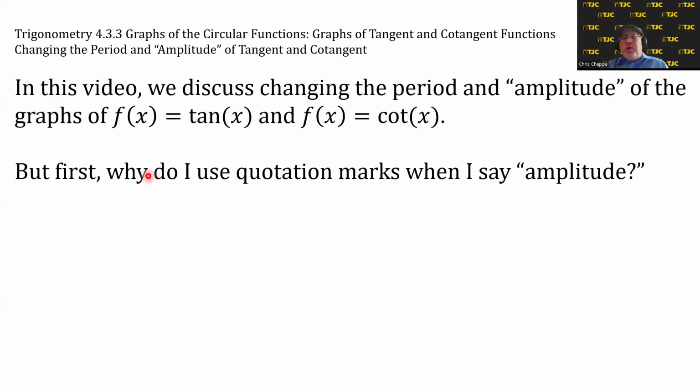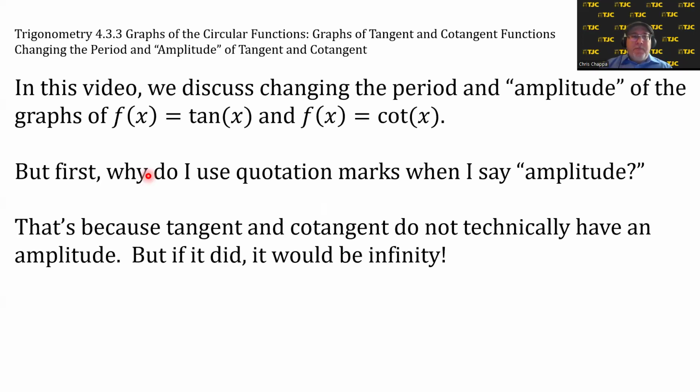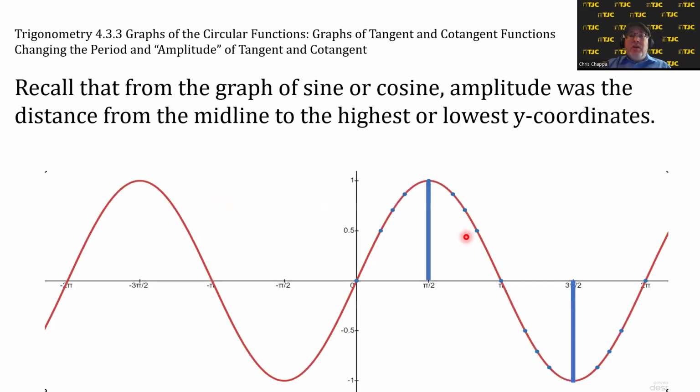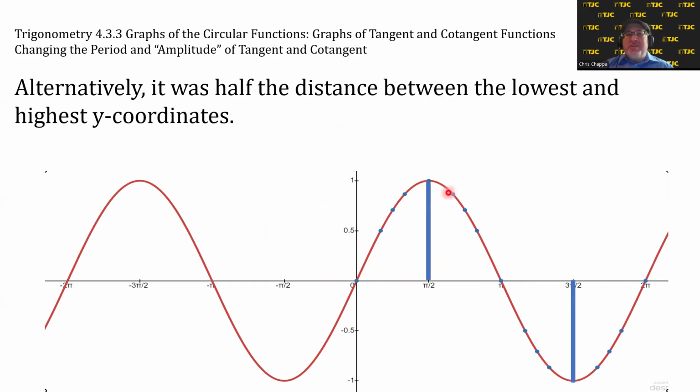But first, why do I use quotation marks when I say amplitude? Think about it. That's because tangent and cotangent do not technically have an amplitude, but if they did, it would be infinity. Recall from the graph of sine or cosine, amplitude was the distance from the midline to the highest or lowest y-coordinates. Here you see the graph of f of x equals sine of x, illustrating its amplitude of 1. Alternatively, it was half the distance between the lowest and the highest y-coordinates. In this case, the distance between 1 and -1 is 2. Half of that is 1.